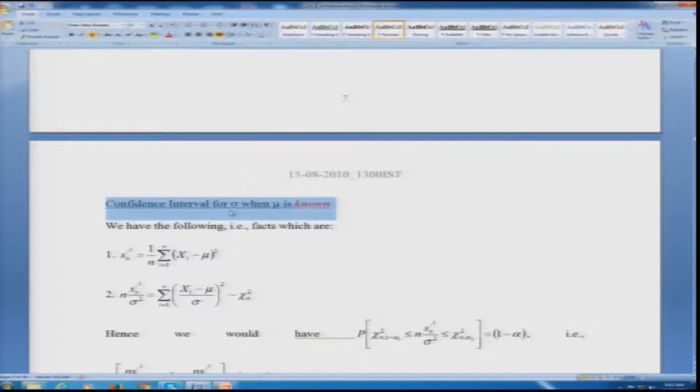So, as shown, the confidence interval for sigma when the mean value is known. Obviously, with a little bit of logic we can understand that we will use S dash square, because in S dash we do not lose 1 degree of freedom, and because the mean value is the population mean. So, S dash is given.